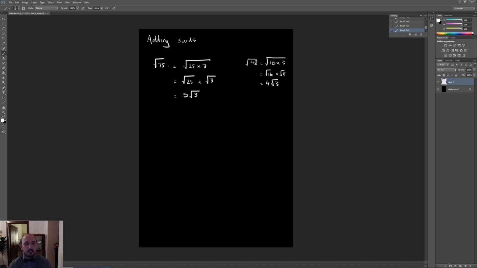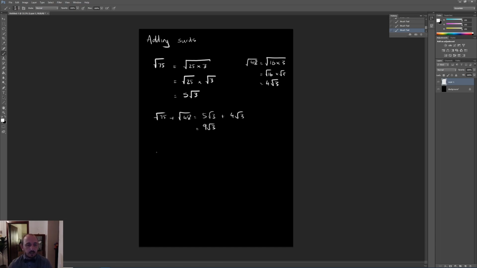So we've managed to simplify these two square roots into simpler ones, and we can now think about adding these things. So root 75 plus root 48, for example, would be the same as 5 root 3 plus 4 root 3, and that is 9 root 3. Okay, so when we're adding these, we're trying to find the same square root. If we had 5 root 3 and 4 root 2, we wouldn't be able to add those together, like trying to add x and y's together. We have to have the same square root.